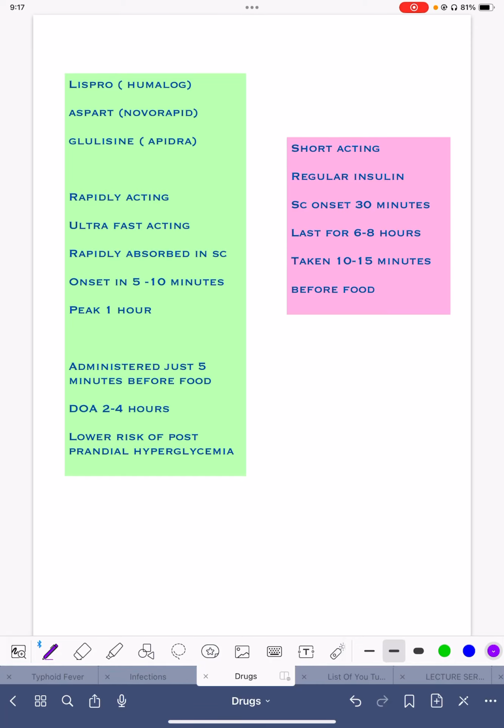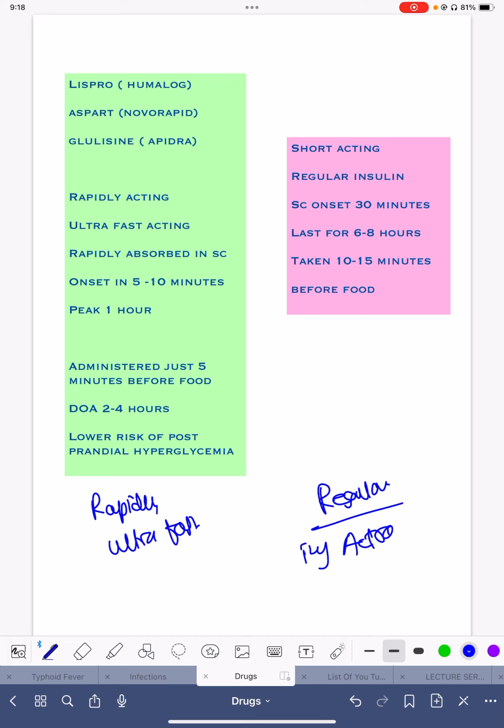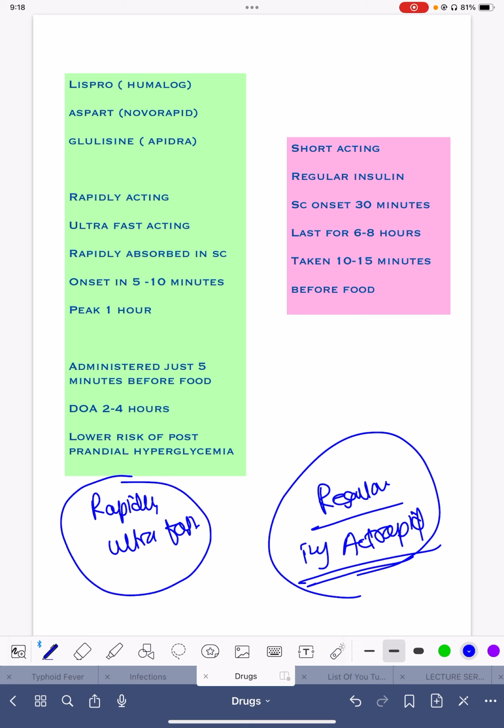Now, this is one of the most important topics in diabetes, and that is how these ultra fast acting or rapidly acting insulins act versus the regular acting insulin. Regular acting insulin means injection Actrapid, which is extensively used in all setups. Most of the patients who are admitted in the hospitals are put on this regular acting insulin, whereas this rapidly and ultra fast acting insulin is significantly less commonly used.